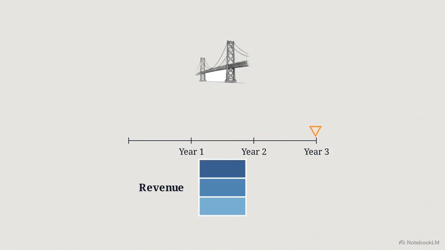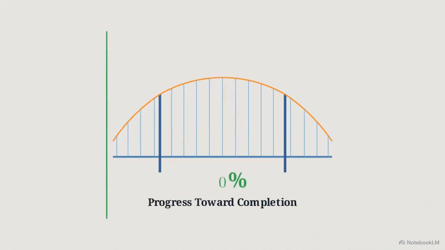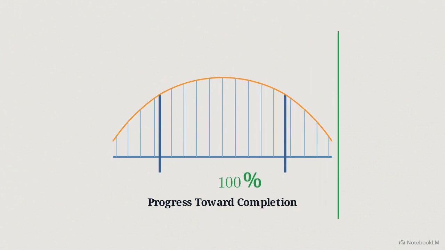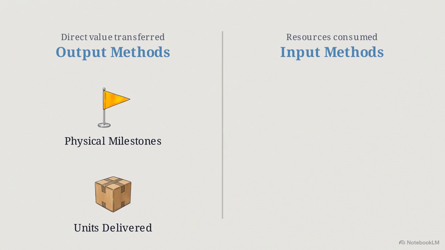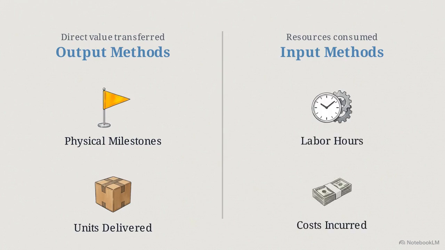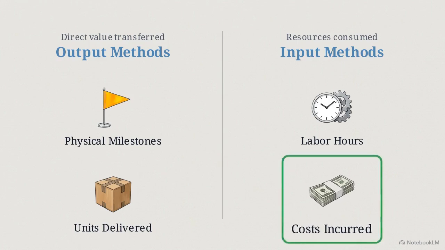time. To do this accurately, the company needs a reliable way to measure exactly how much progress they've made toward completing that obligation at any given point in the project. There are two primary frameworks for measuring this progress. Output methods look at direct value transferred, like physical milestones reached or units delivered. Input methods look at the resources the contractor has consumed, like labor hours expended or, most commonly, costs incurred.